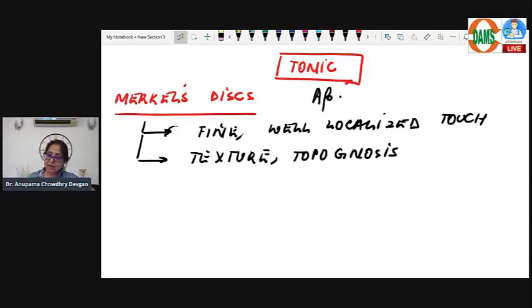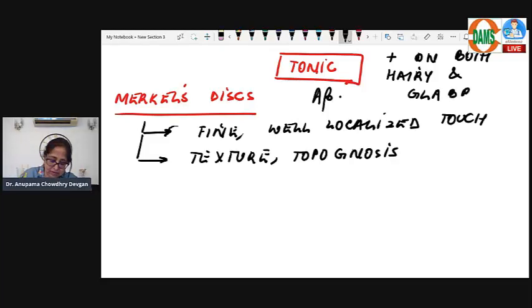Merkel's discs are present on both hairy and glabrous skin. Both hairy and glabrous skin, Merkel's discs.